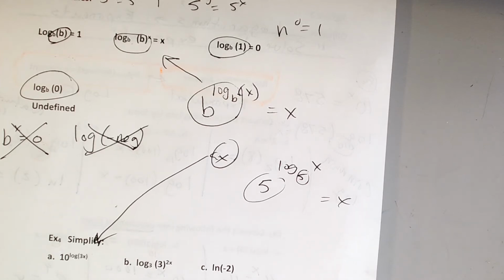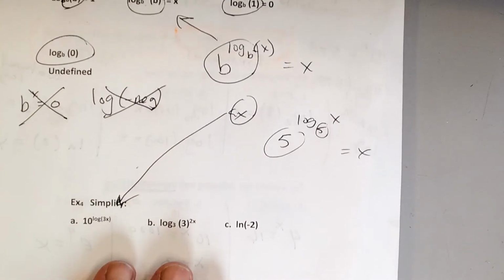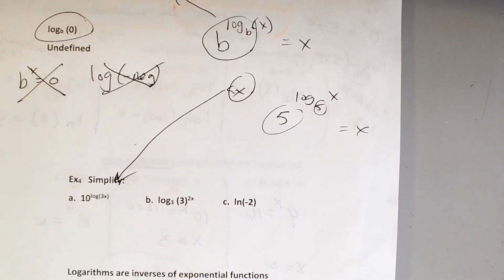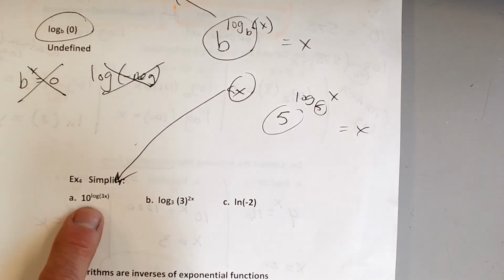So these rules, you won't see them very often, but they're rules to know. All right, so let's look at example 1. Or let's look at A.